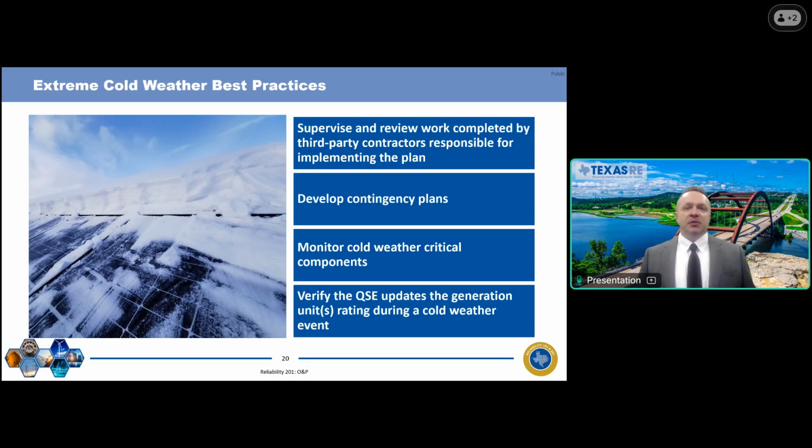And the last best practice here is verify that the QSE is updated with your information. If you're going to have a derate during a cold weather event, let your QSE know, and they will in turn notify ERCOT in the ERCOT region. The QSE is the one responsible for doing that, so they need to be updated with all generation rating information during cold weather events.